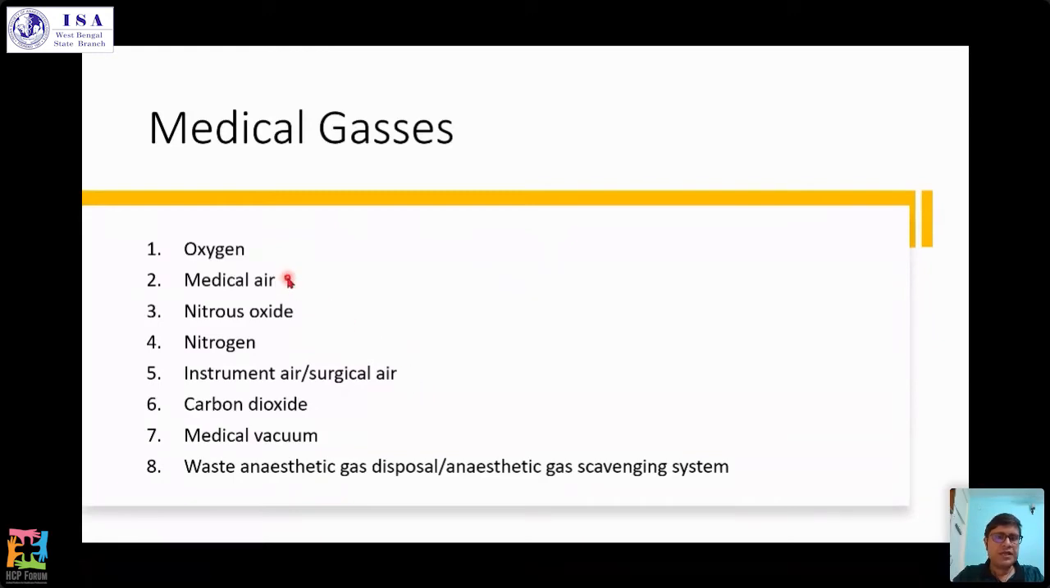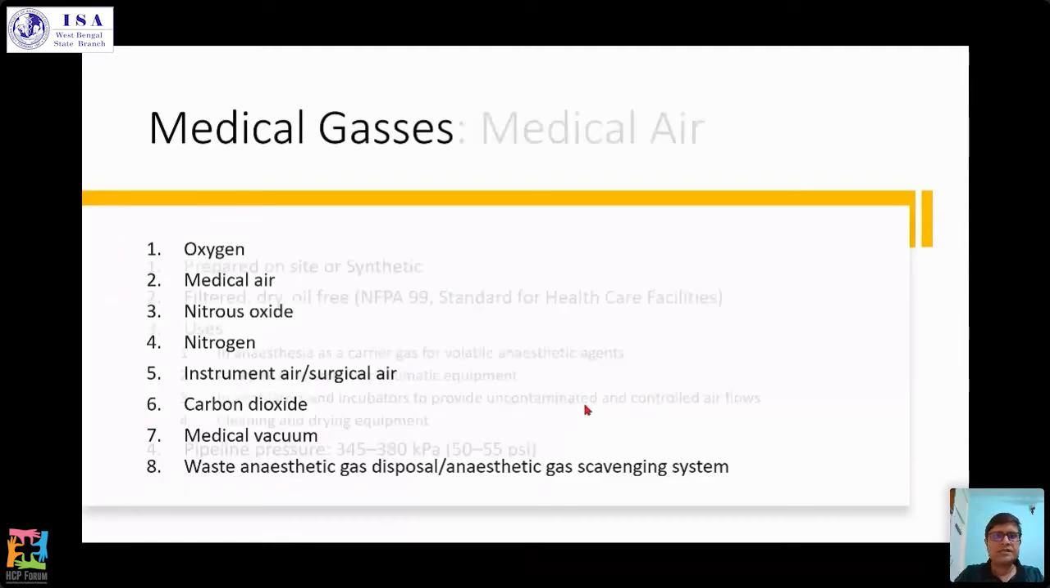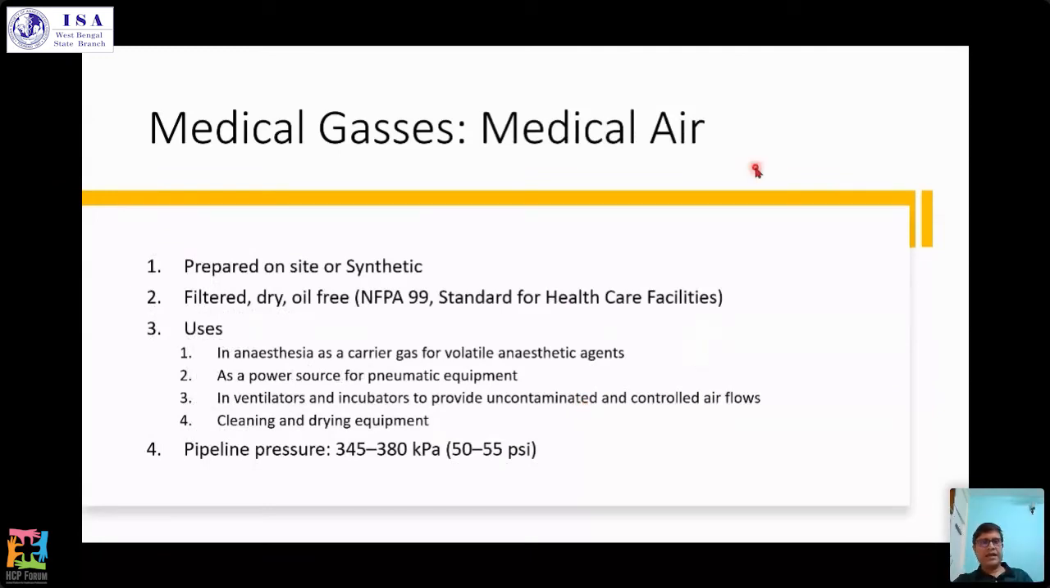Medical air, and the difference between medical air and surgical air is that medical air can be used for breathing. Surgical air is not to be used for breathing, but their quality controls are roughly similar. Also, one important aspect is the pressure at which they are supplied. Medical air will be supplied at approximately 4 bar, that is approximately 55 to 60 pounds per square inch. And instrumental air will be supplied at approximately 7 bar, which means it's going to be close to 100 pounds per square inch. So let us cover these things one by one.